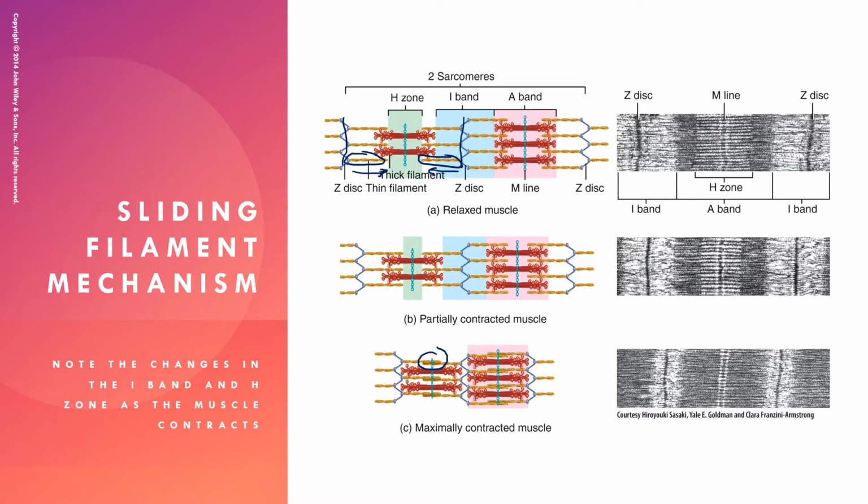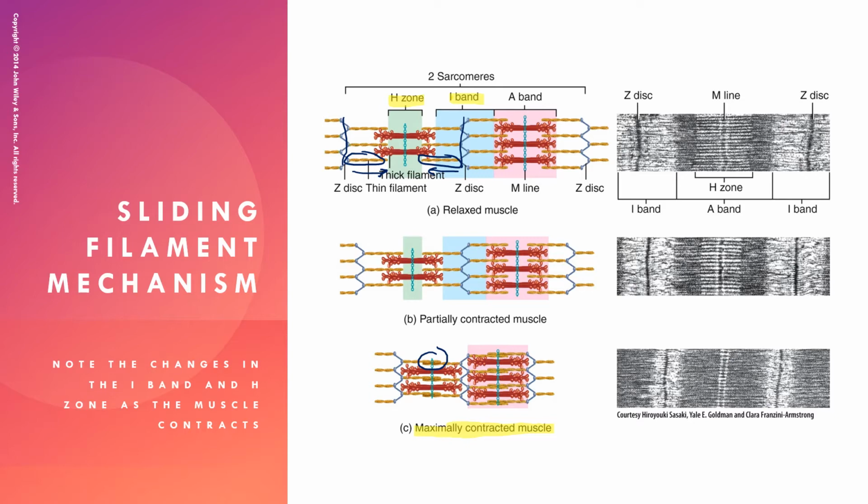maximally as possible. So as you have the thin filaments moving inward, you have the I band and the H zone, which will actually narrow and get smaller and eventually disappear altogether. As you can see in this picture, they disappear altogether when the muscle is maximally contracted.